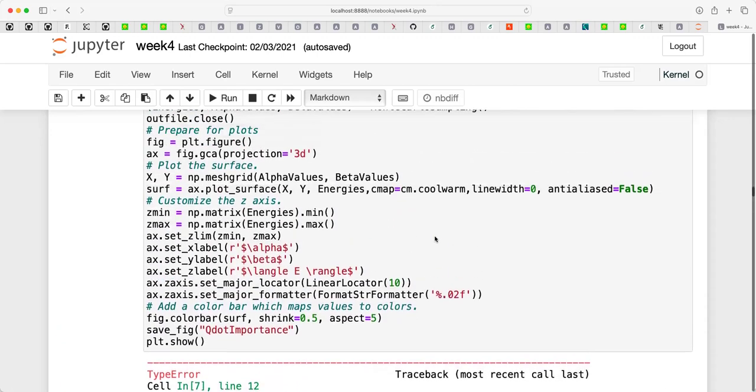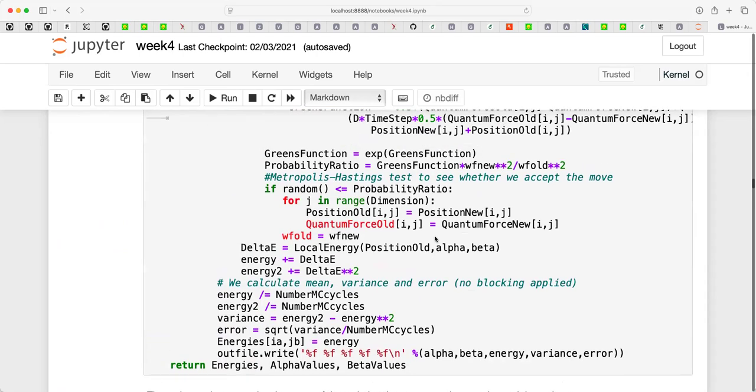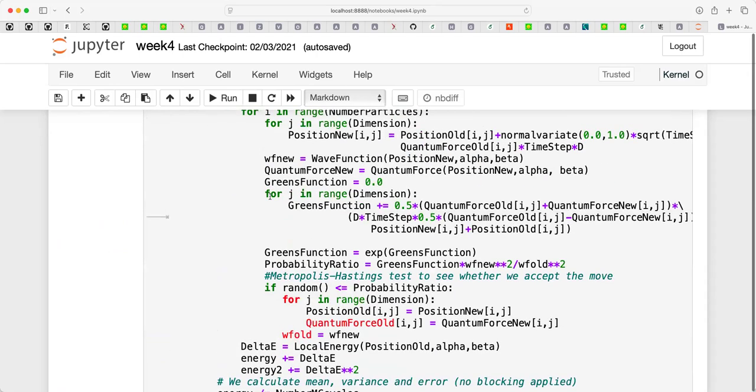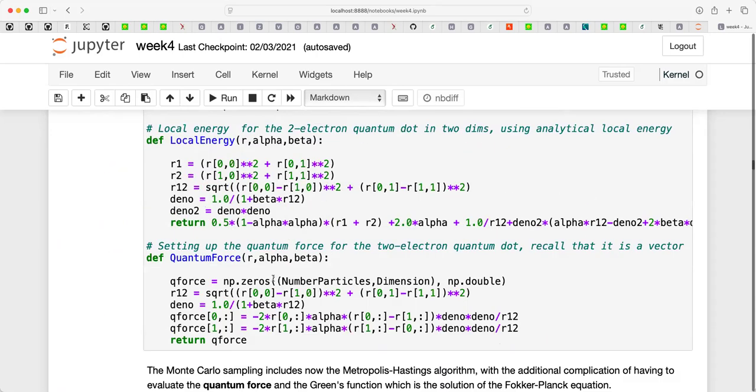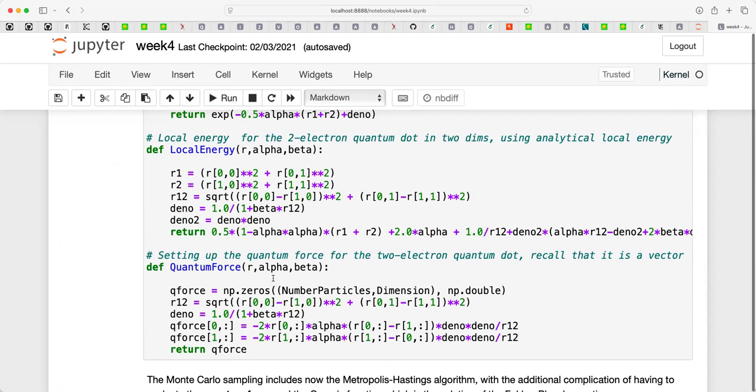But basically what you need to do now is to change your Monte Carlo calculation and calculate this Green's function object and have a function where you're setting up this quantum force. So you can use these examples for the harmonic oscillator case for the bosons, because this is pretty straightforward to implement.